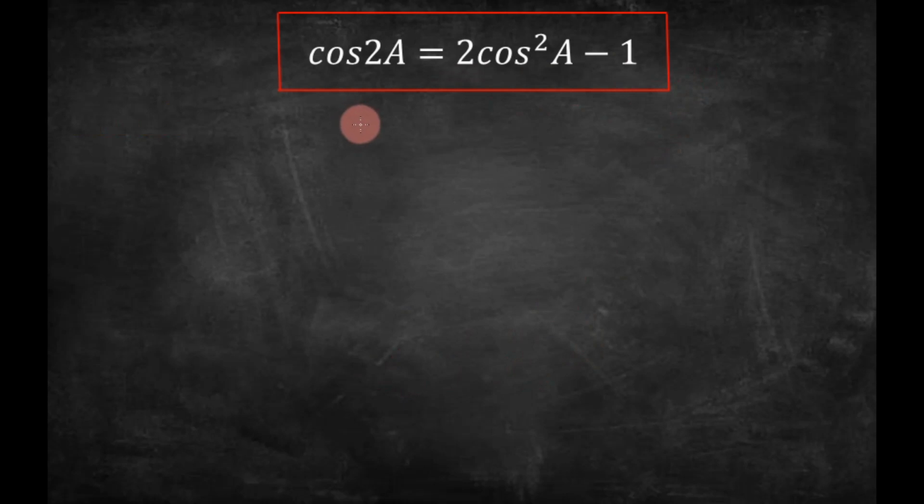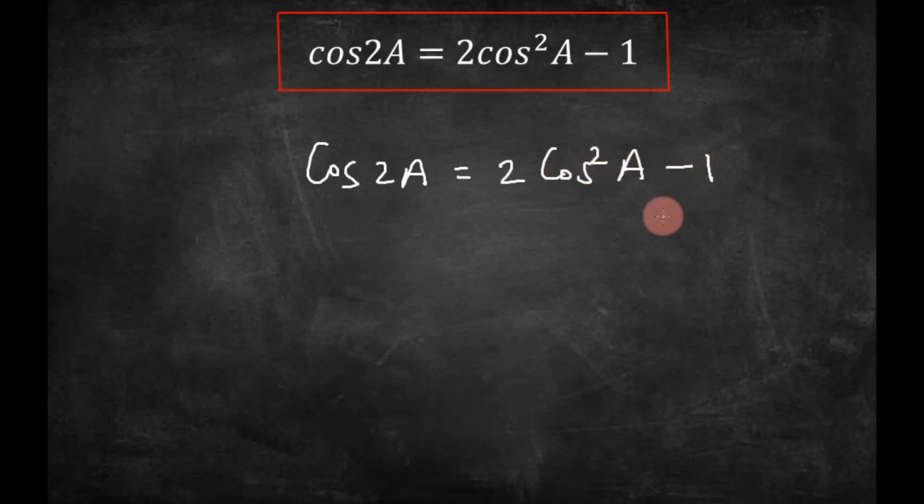The last two expansions for cos 2A lead to two very useful equations. Let's look at the first one. We saw that the cos of 2A is equal to twice the cos squared of A minus 1. Let's see what happens when we make cos of A the subject of the formula. So we have the cos of 2A equal to twice the cos squared of A less 1.